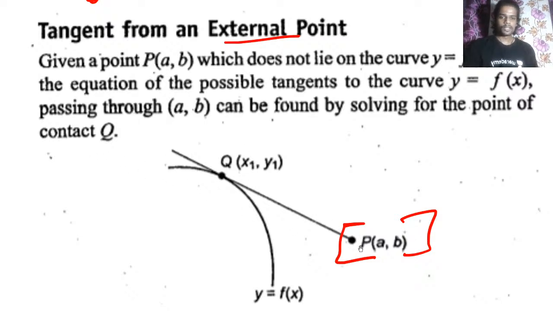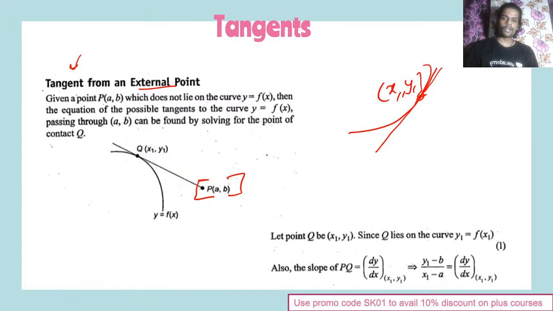So basically this is P, and from here I am drawing a tangent. This tangent will touch the curve at exactly one point, and this point is known as the point of contact. The point at which the tangent drawn from an external point touches the graph or the curve is known as the point of contact. So now Q is the point of contact. Once we have a point of contact, then we will be able to calculate the equation of the tangent.